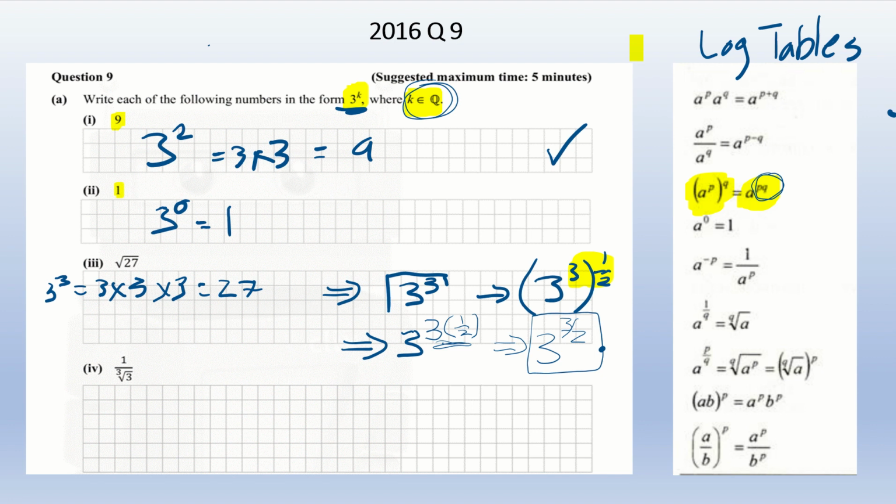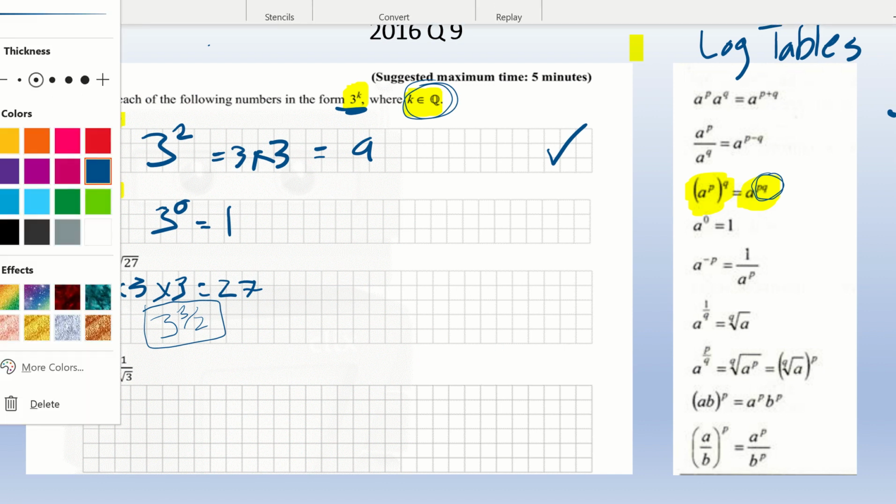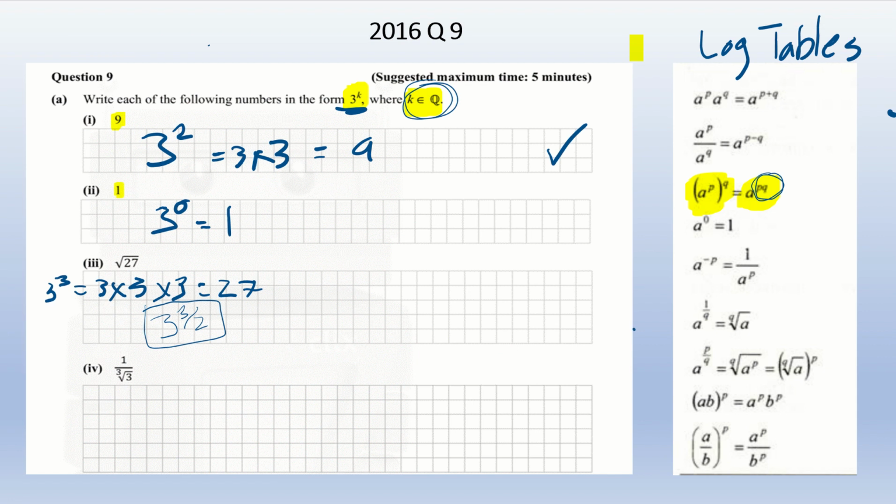Alright, for my last question here, the fourth one, I'm just going to need a small bit more room to show you what's going on. So I'm just going to move my previous answer, my 3 to the power of 3 over 2, over there. If you need any of the working out here, I'd advise you to pause the video now and take that down, because I'm going to take those away.